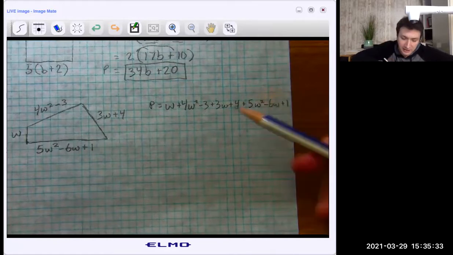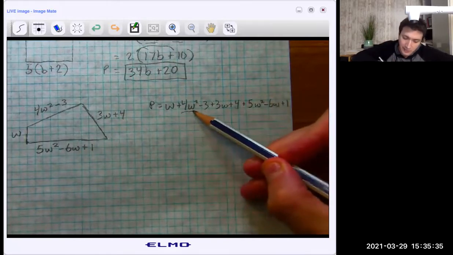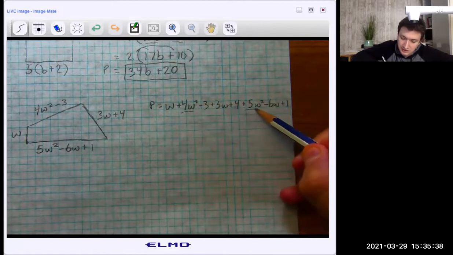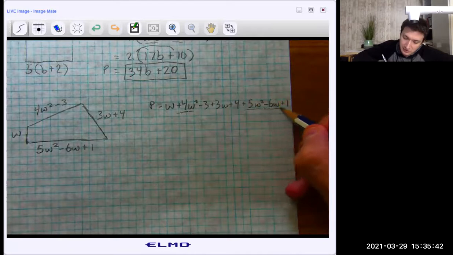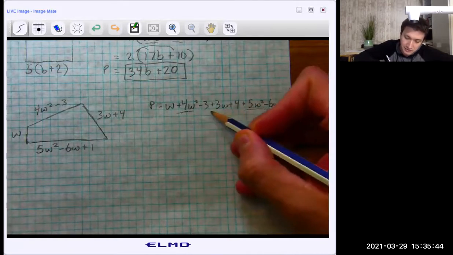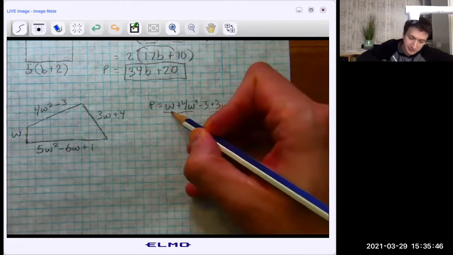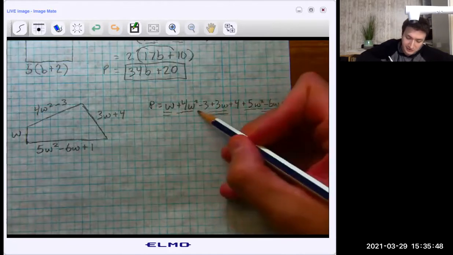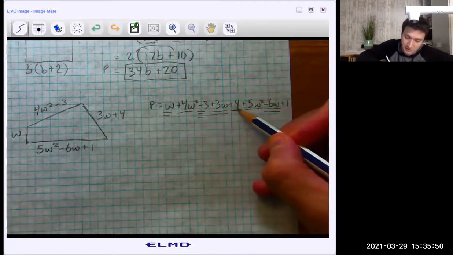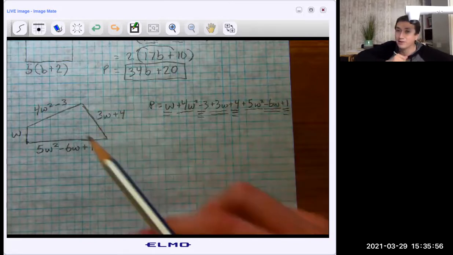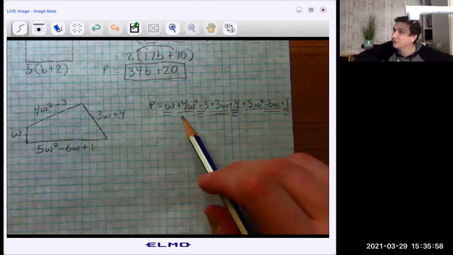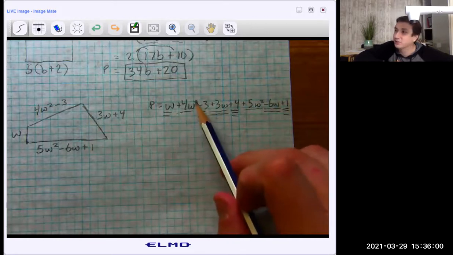All right, so I notice we have some like terms. We can only put the W squareds together because they are W squareds. The W's are a different kind of term, so I can put those together. And then I also have these constants, which are just numbers here, that I will put together as well. So this is adding polynomials. Actually, it's like 4 polynomials together. You always want to start with the largest exponent ones first.